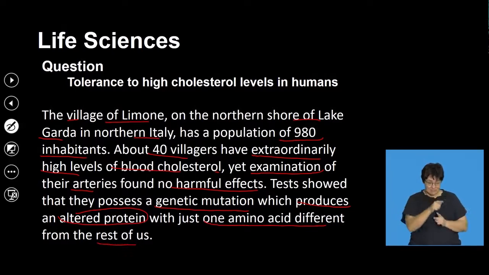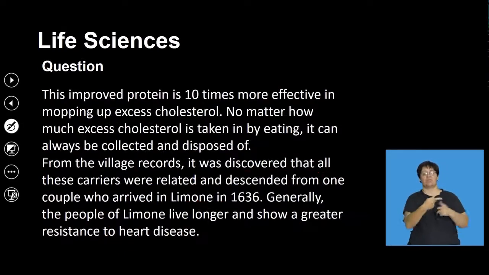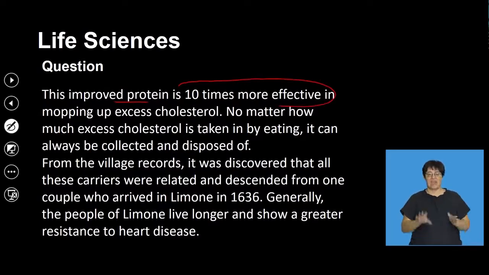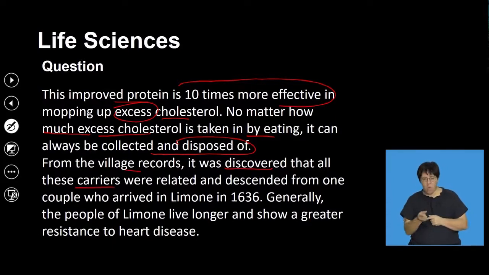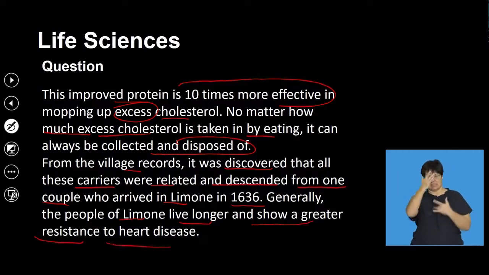And this altered protein gives them the ability to process that. This improves their ability to effectively clean up excess cholesterol. And this means that no matter how much excess cholesterol they consume in their diet, it is always collected and disposed of from the blood. From the village records, it is discovered that all these carriers were related and descendants from one couple who arrived in this village in 1636. Generally, the people of Limone live longer and show a greater resistance to heart diseases.